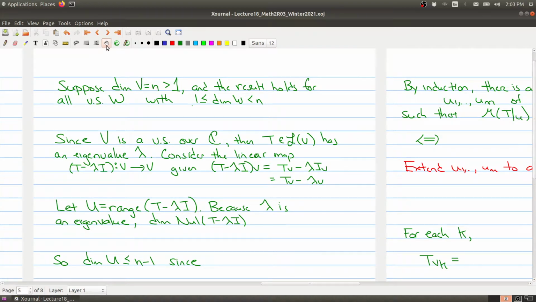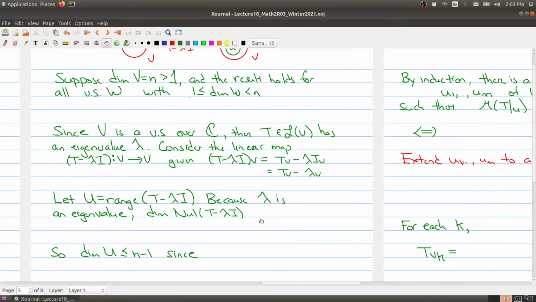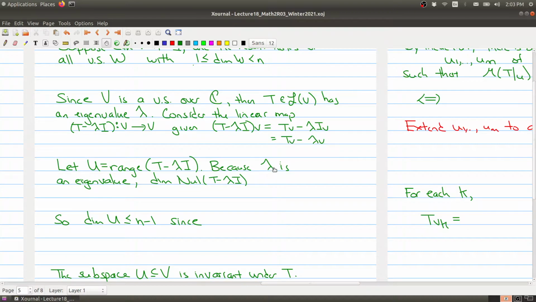Maybe as a little picture here at the top, you have your vector space V, and you're going over to your vector space V. You're looking at a map of the form T minus lambda I, going from V to V, and inside of it is the range. That's going to be U. Now, because we know that lambda is an eigenvalue, the dimension of the null space of this operator has to be greater than or equal to 1.